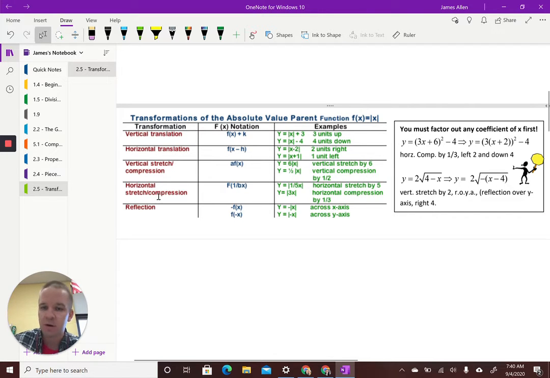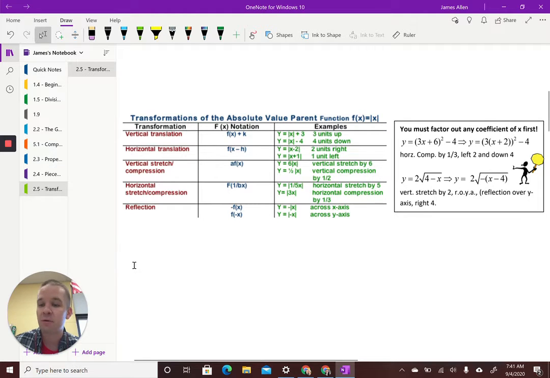Horizontal stretch or compression. We have 1 over b times x. And I think this really gets illustrated very well when we get into trigonometry, graphing those trig functions, which you've had a little bit of exposure to in Algebra 2 Honors. So we have our 1/5 times x inside. That's a horizontal stretch by 5. And then when we have the 3x on the inside, it's a horizontal compression by 1/3.